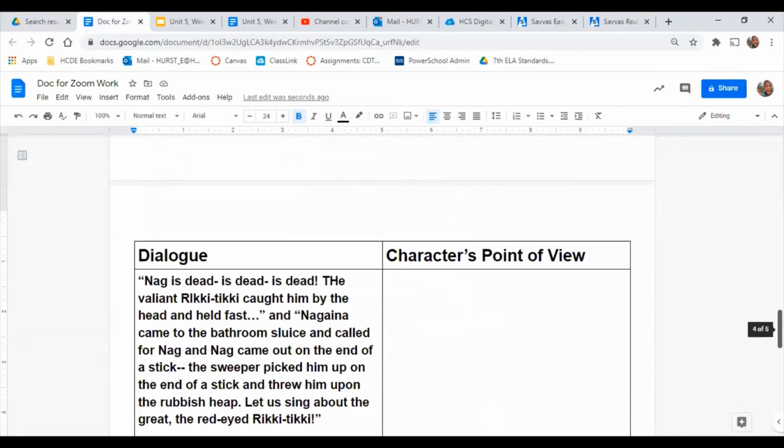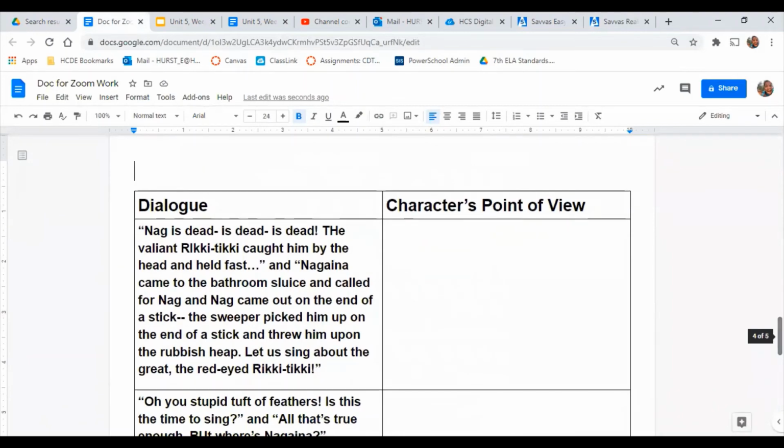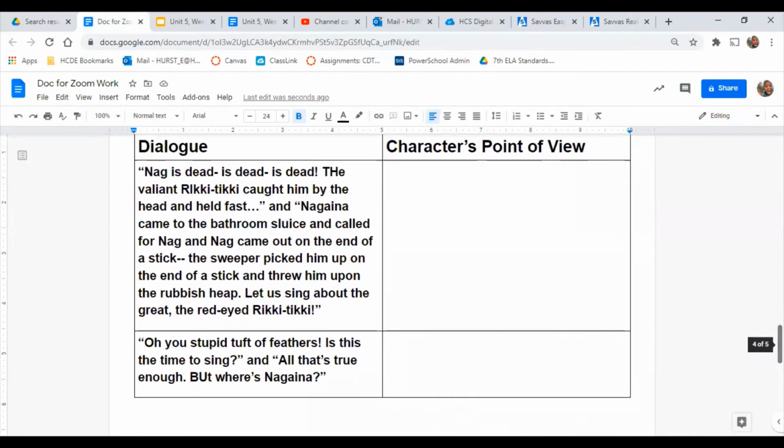All right, so I noticed that Rikki Tikki and Darzee are the ones talking here. So I've got Darzee says, "Nag is dead, is dead, is dead. The valiant Rikki Tikki caught him by the head and held fast. And Nagaina came to the bathroom sluice and called for Nag, and Nag came out on the end of a stick. The sweeper picked him up on the end of a stick and threw him upon the rubbish heap. Let us sing about the red-eyed Rikki Tikki." On the other hand, Rikki Tikki says, "Oh, you stupid tuft of feathers, is this the time to sing? And all that's true enough, but where's Nagaina?"